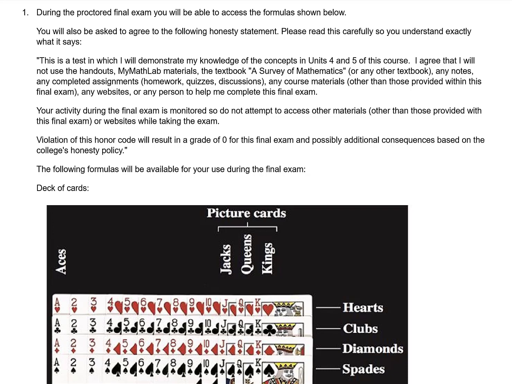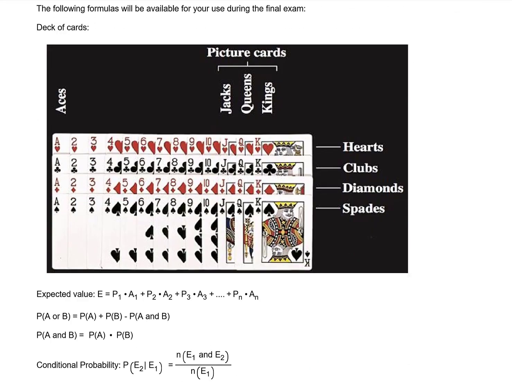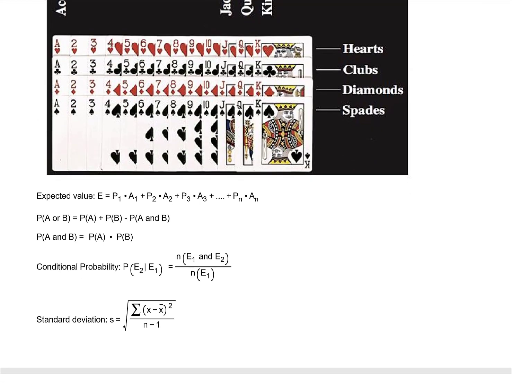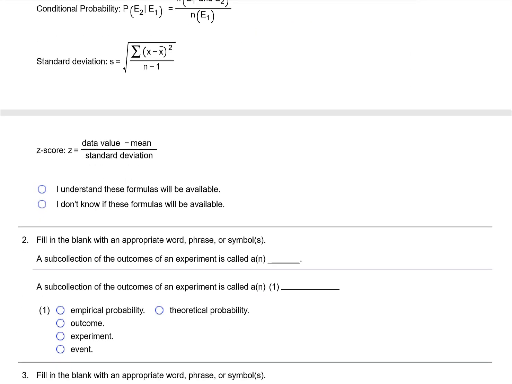In this video, I'm going to go over a copy of the final exam preparation quiz. As you had on the midterm, you'll have some formulas. You'll be asked to agree to this honesty statement, and you'll also have some formulas. I've given you a picture of the deck of cards and also some of the formulas that we used for probability and statistics. So let's go ahead and get started.